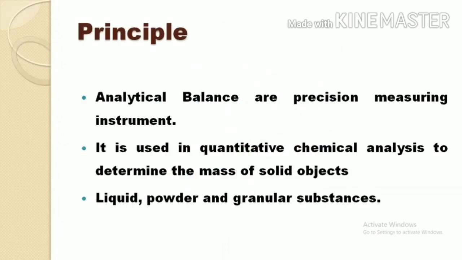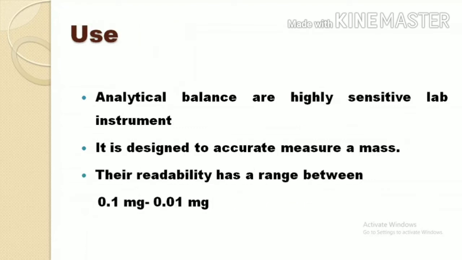Principle. Analytical balances are precision measuring instruments. They are used in quantitative chemical analysis to determine the mass of solid objects or liquid, powder and granular substances. Use. Analytical balances are highly sensitive lab instruments. They are designed to accurately measure mass. Their readability has a range between 0.1 mg to 0.01 mg.